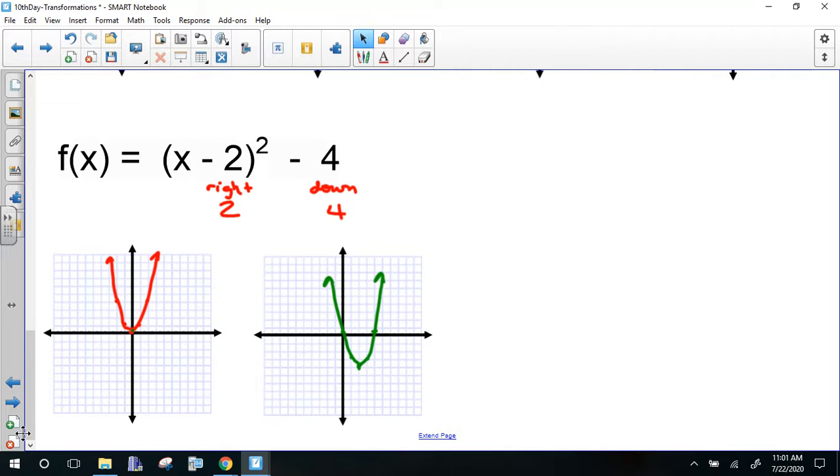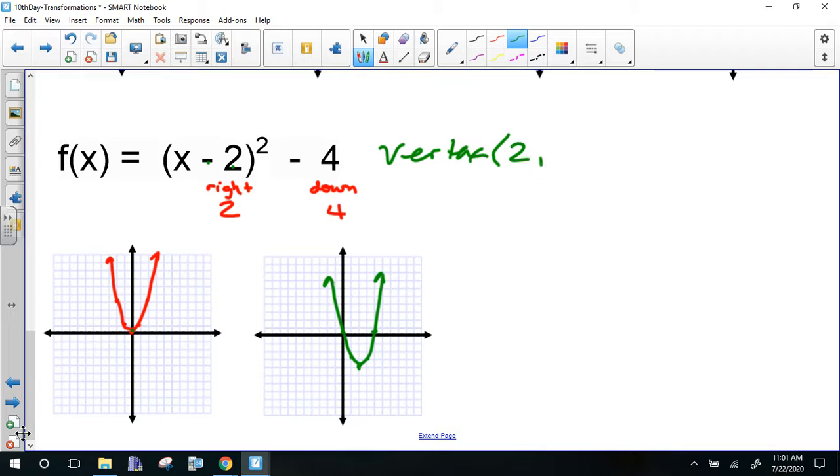So there is my new function, x minus 2 all squared minus 4. Okay. And if you don't remember, this is vertex form. The vertex is given to you. We change the sign on that one, so the minus 2 becomes 2, and the vertex is 2, -4.